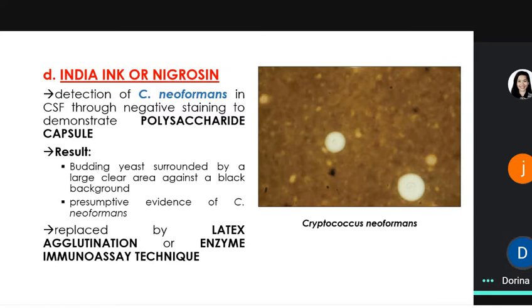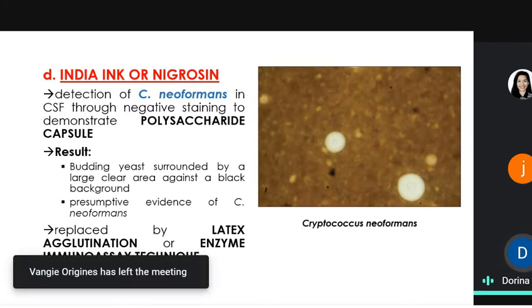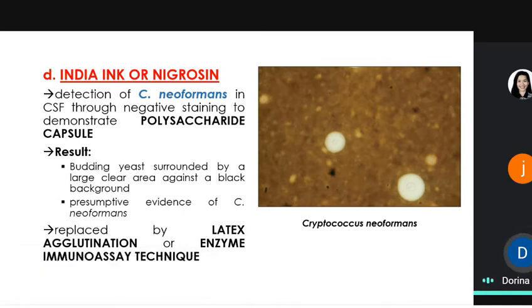Okay, so ito ang ating India ink for Cryptococcus neoformans. Although mentioned earlier din that this has been replaced already by, may gumagawa pa naman, pero more on latex agglutination or your enzyme immunoassay technique or the cryptococcal antigen na tinatawag na test.